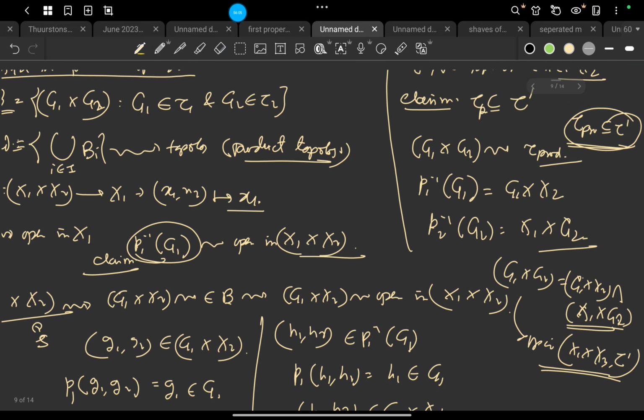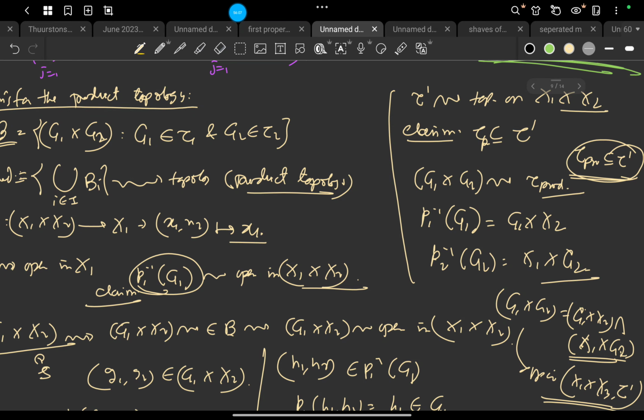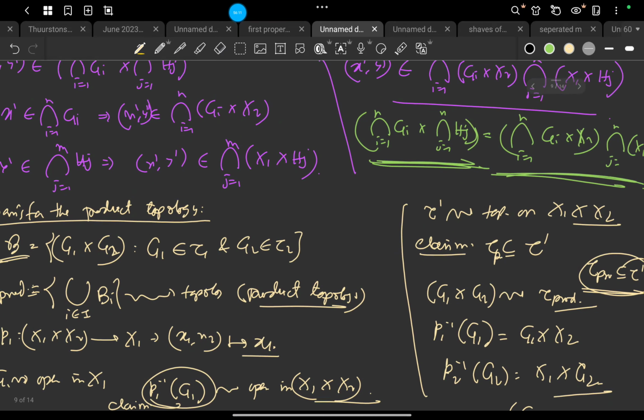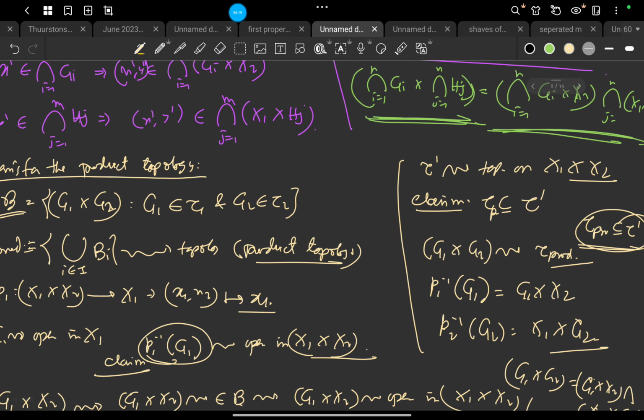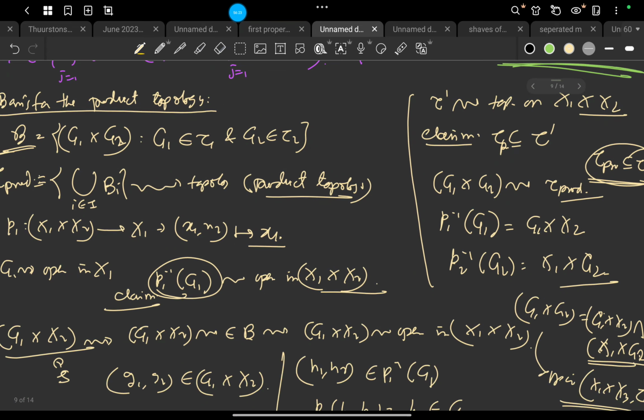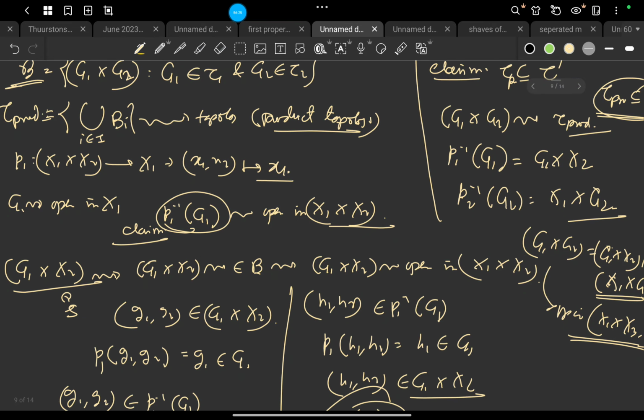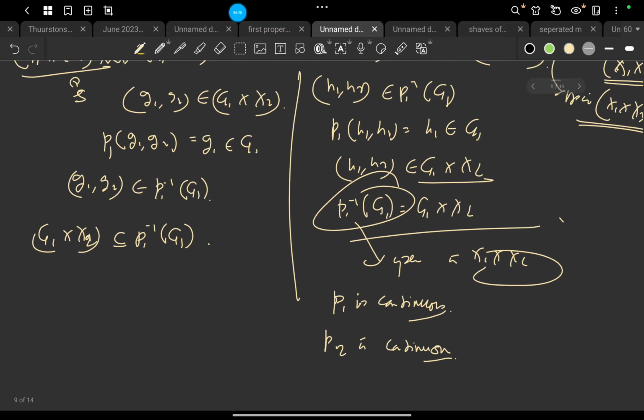All right, so this is what we were trying to figure out from the prototype: how to construct a topology from any two particular topologies. This can be extended to any finite number of topologies, or in fact an arbitrary number of topologies. There are no other issues. So this is a product topology.